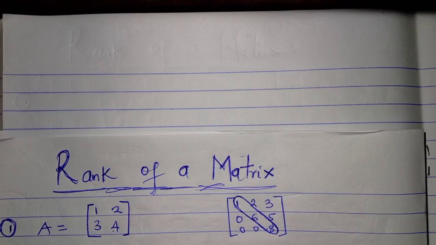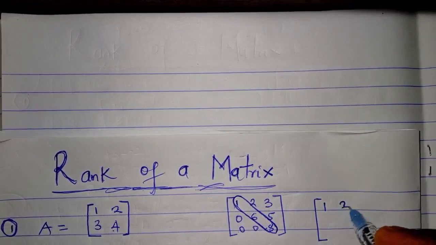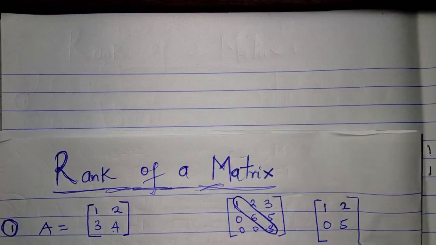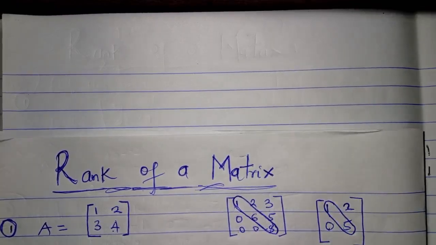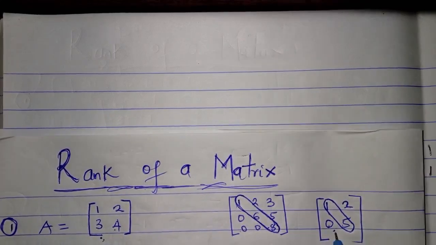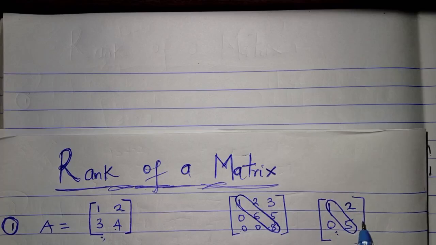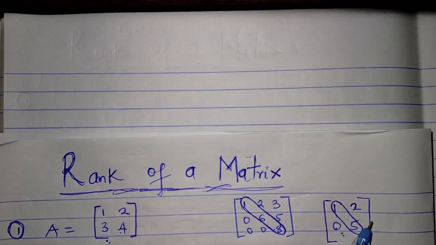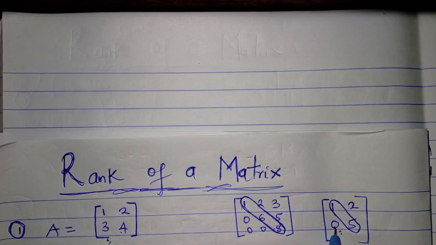For a 2 by 2 matrix, 1, let's say 2, 0, 5. This is the principal diagonal. The element below it is 0. We are trying to convert this matrix A into a matrix of this form, an upper triangular matrix. This is actually an upper triangular matrix, a matrix in which all elements below the principal diagonal are 0. So the goal is to convert this matrix A into this form and then determine the number of non-zero rows.